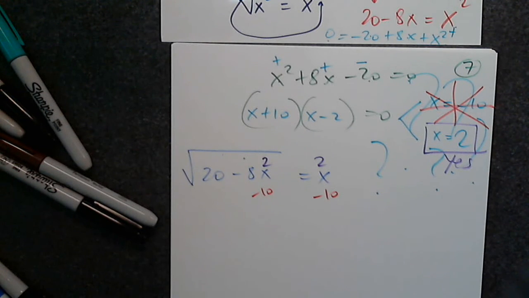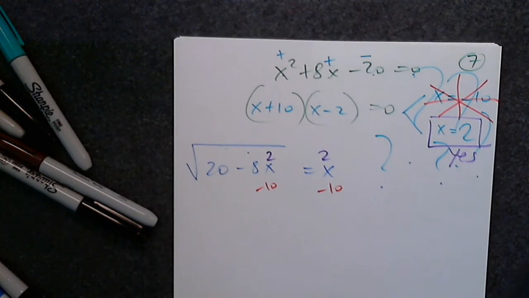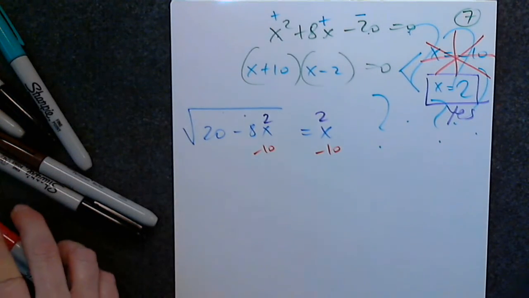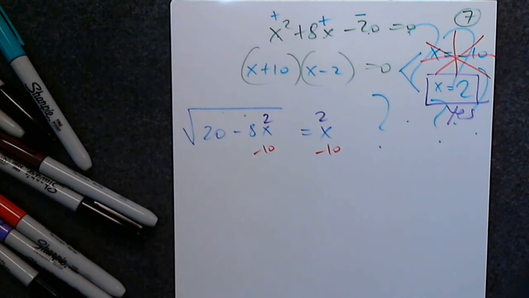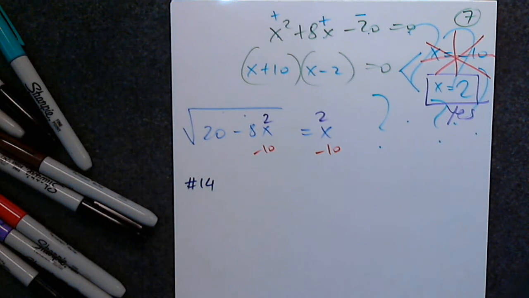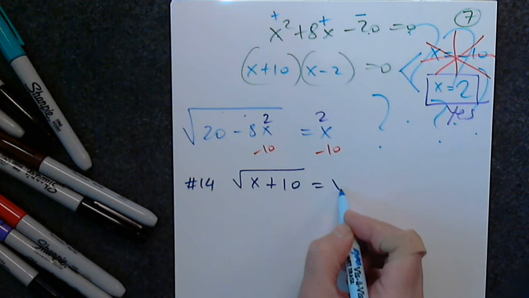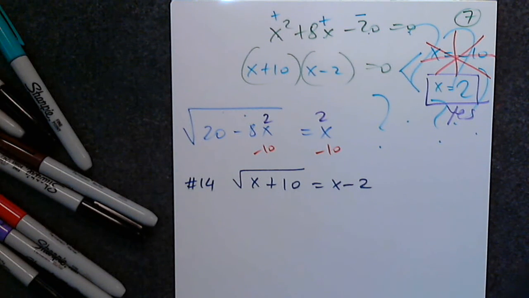Other questions here? Should we look at another one or move on? Another one. Very good. So let's take a look at 14. The square root of x plus 10 equals x minus 2. Okay, what type of equation is this? It's a radical equation. Good.